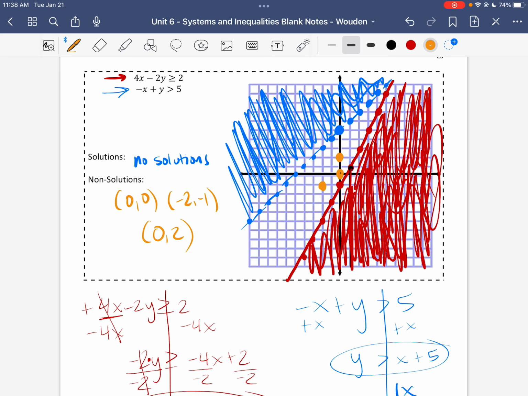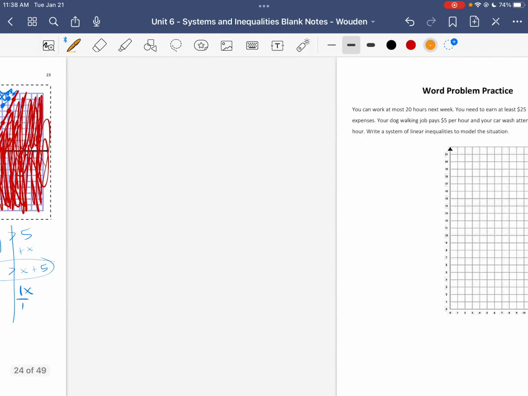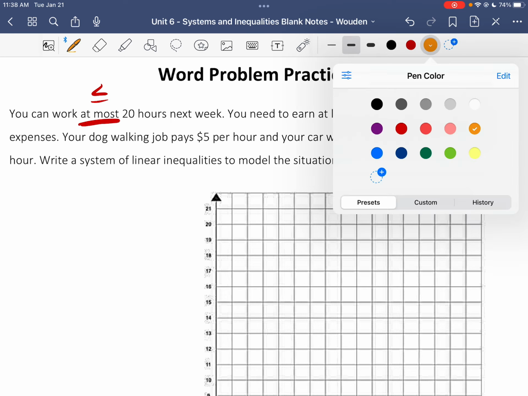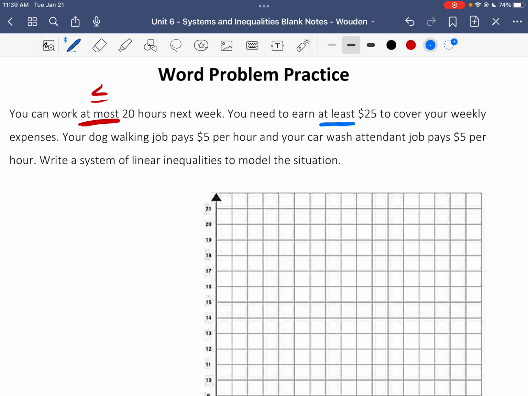Now let's go ahead and do the word problem. This is the last part, and then we can be done. You can work at most 20 hours next week. You need to earn at least $25 to cover your weekly expenses. Okay, before we move on, let's just pause and think about what we just said. In math, the term at most indicates less than or equal to, okay? And in math, the term at least indicates greater than or equal to.